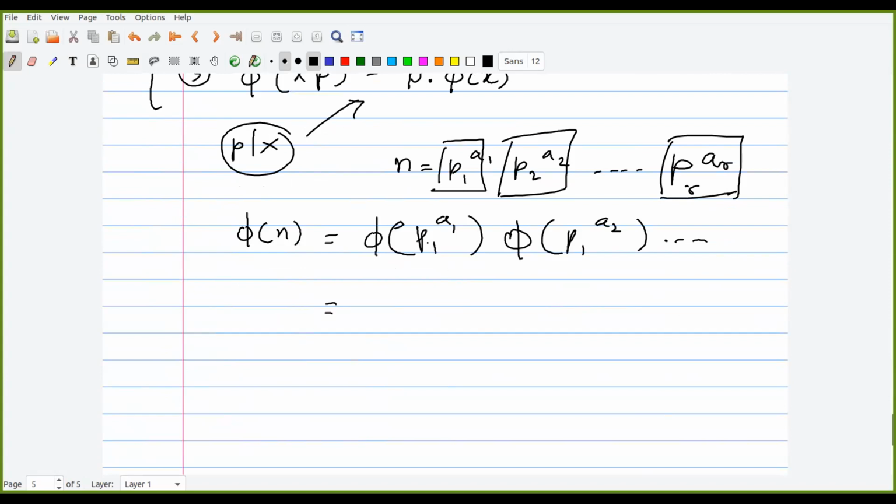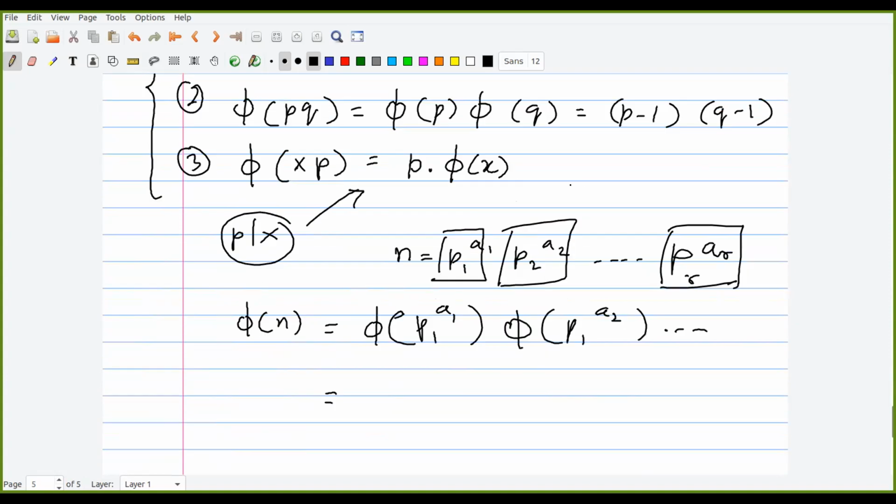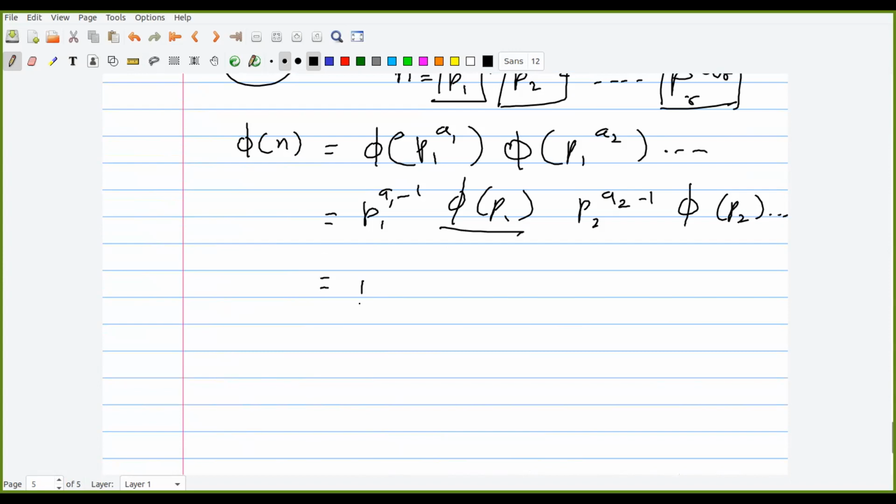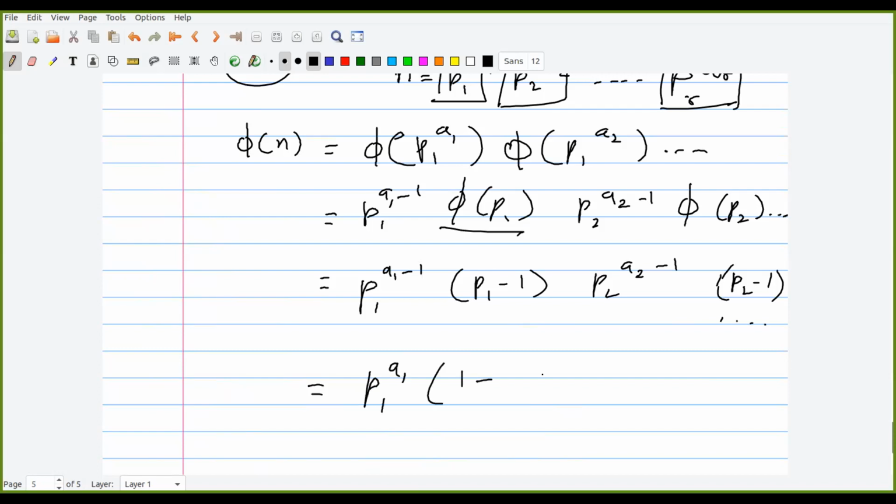Now p1 to the power a1 serves as the entry point for this theorem. What we can do is take out p1 for all such things, and I'll just have phi of p1, right? Similarly, I will have phi of p2, dot dot dot. Now I can use my first thing that you figured out, that for a prime this will be simple. So what you will have is p1 to the power a1 minus 1 times p1 minus 1, p2 to the power a2 minus 1 times p2 minus 1. Let's rearrange this mess to make it cleaner. We can multiply p1 with it, and I get 1 minus 1 by p1.